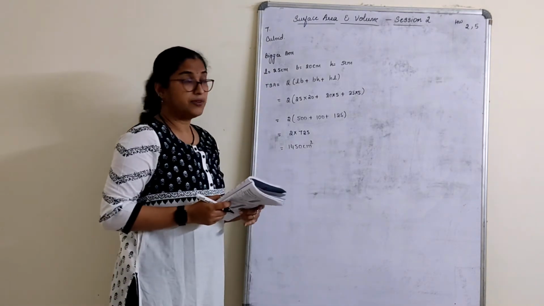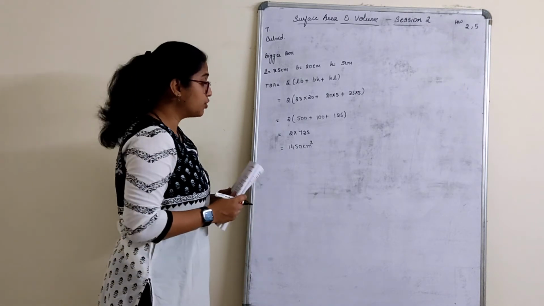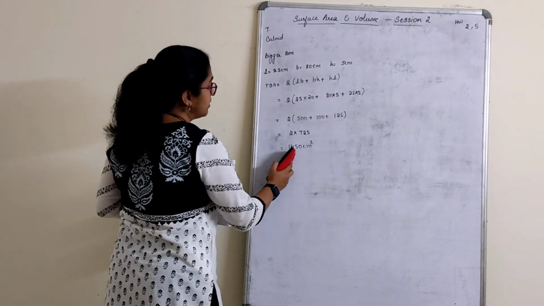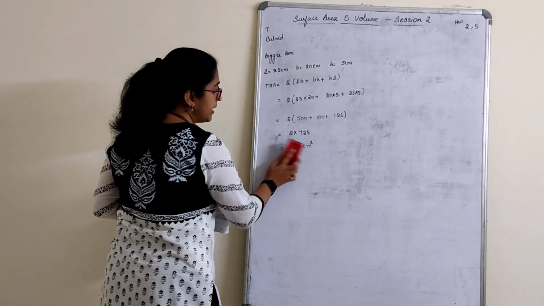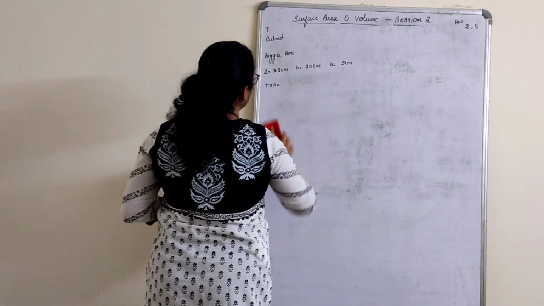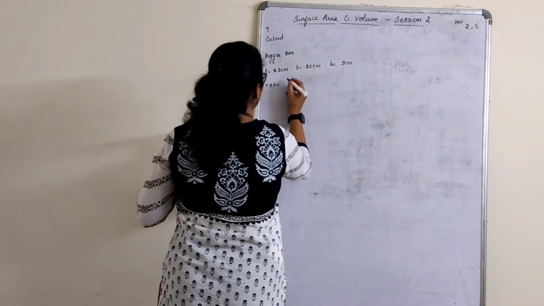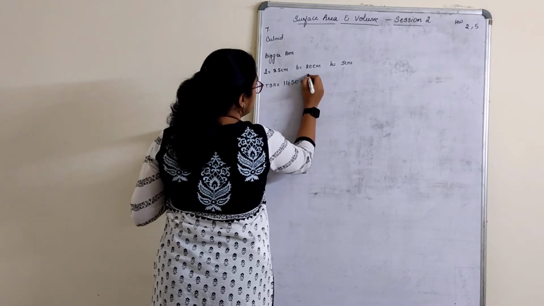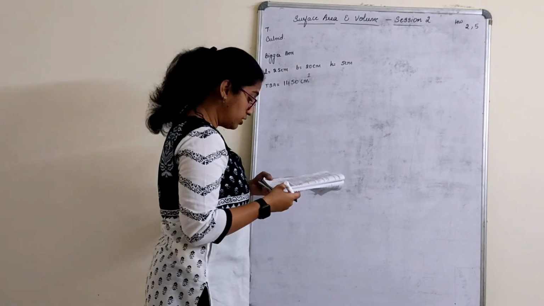I'm going to rub this now because I require lots of space. 1450 centimeters square is the TSA. Shall I just erase this and only write 1450 here? Okay. You know now what you have to do. So TSA is equal to 1450 centimeter square.